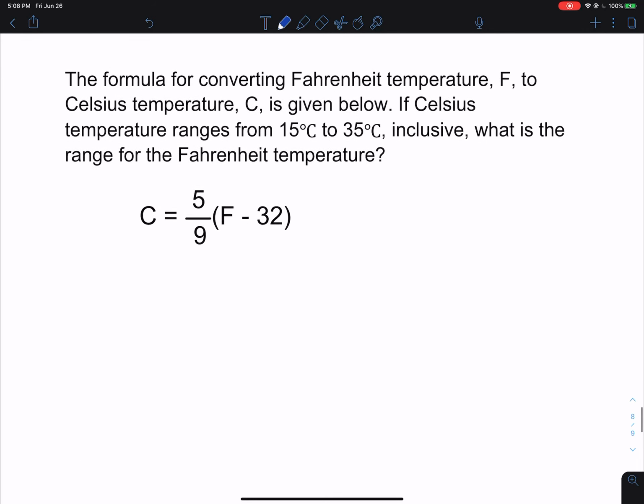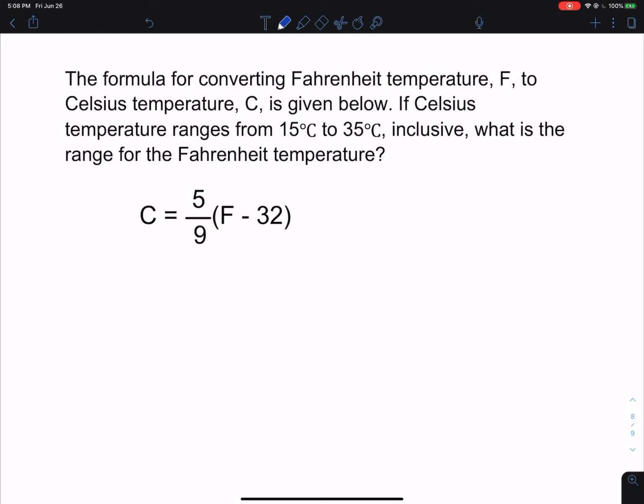Let's look at one more. Here we're using a skill we saw before where we were converting temperatures. It says the formula for converting Fahrenheit temperature F to Celsius temperature C is given below. If Celsius temperature ranges from 15 degrees Celsius to 35 degrees Celsius inclusive, what is the range for the Fahrenheit temperature? And the formula we're given is that C equals 5/9 times the quantity F minus 32.